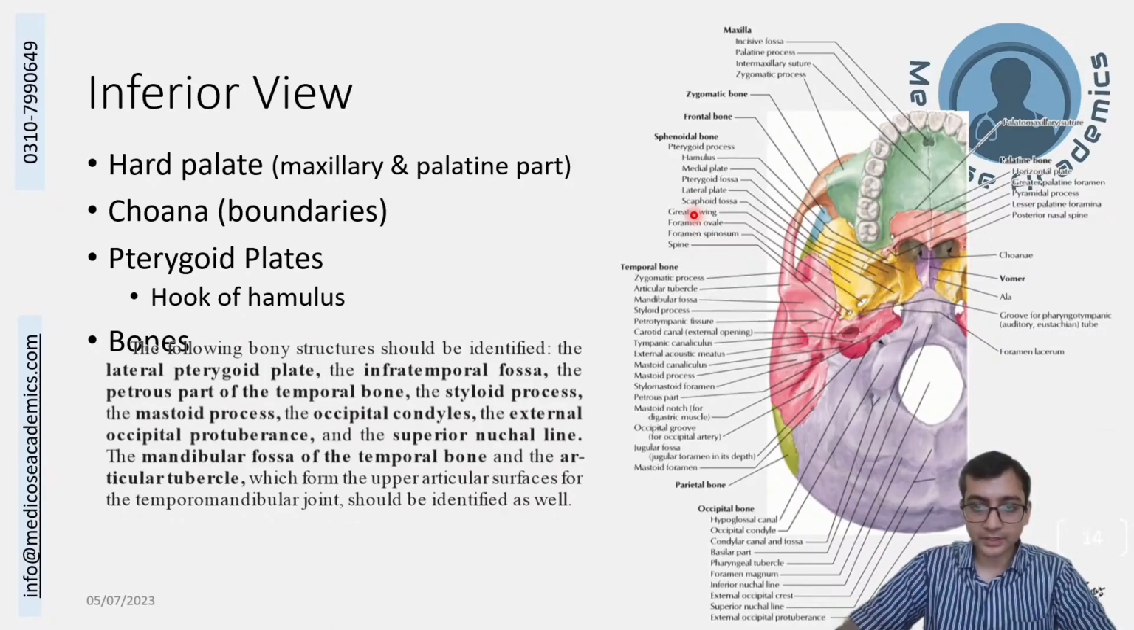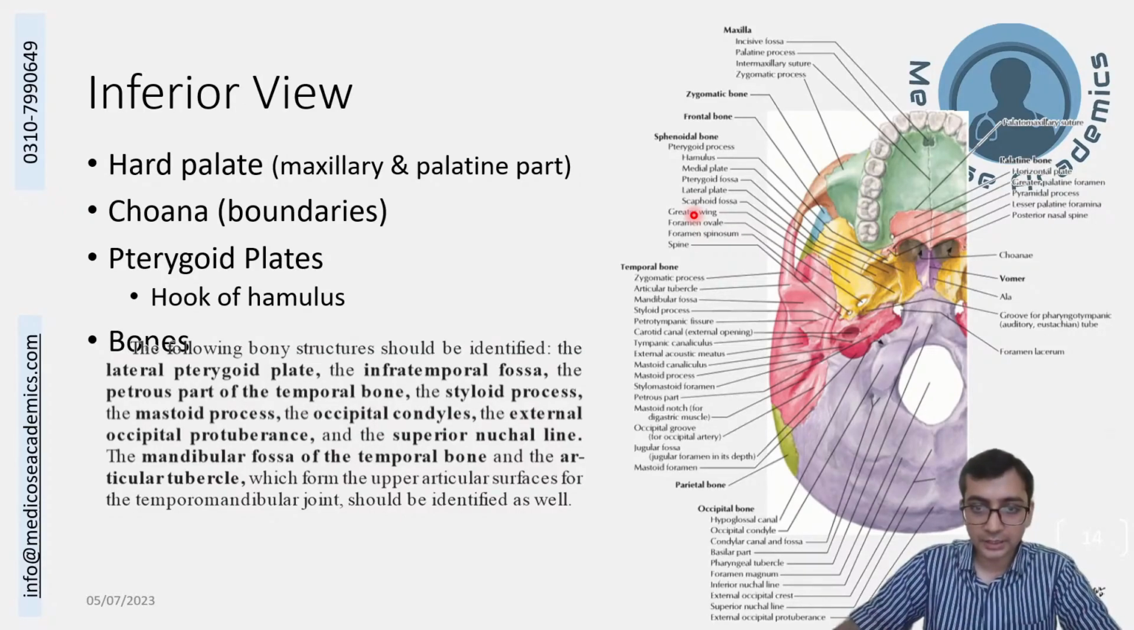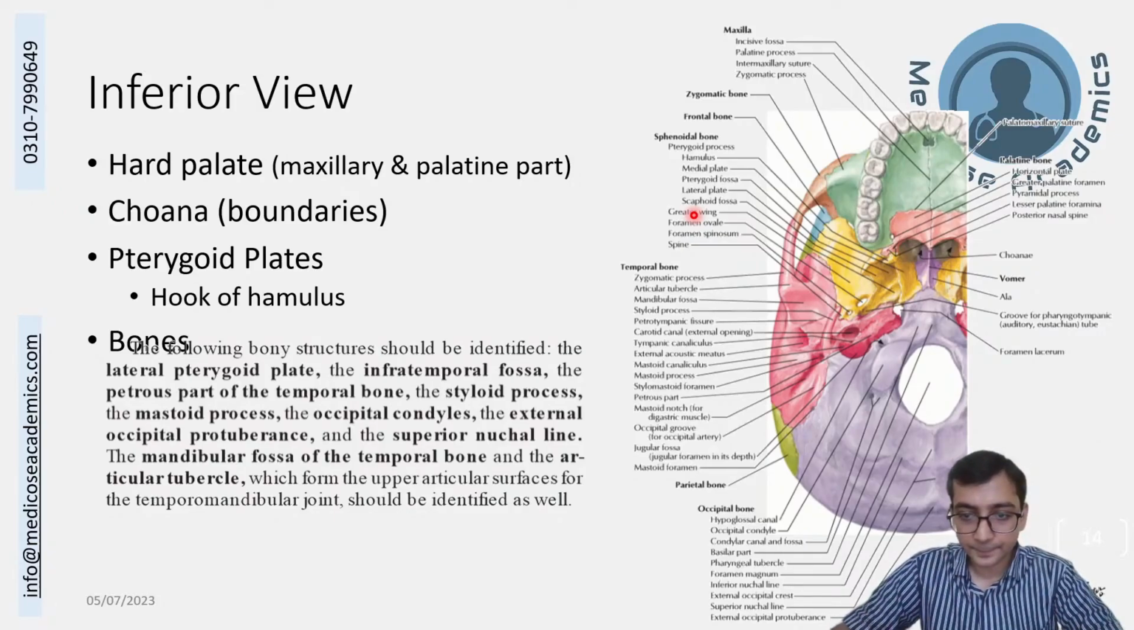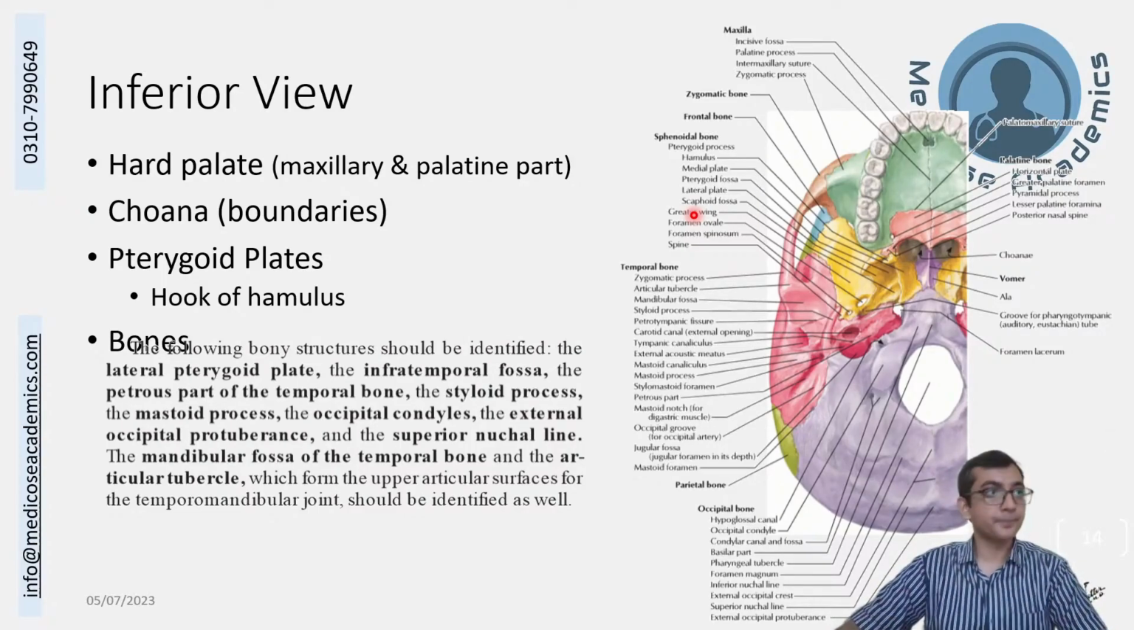External occipital protuberance. The lines demarcating from each side are known as superior nuchal lines, and here the higher or supreme nuchal lines. The one not clearly seen in this view, but if you tilt the skull a little, you can see the inferior nuchal line right here, and the external occipital crest is visible right here. So this is about the base of the skull.